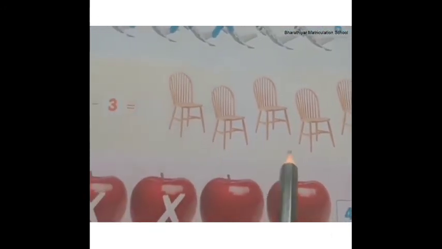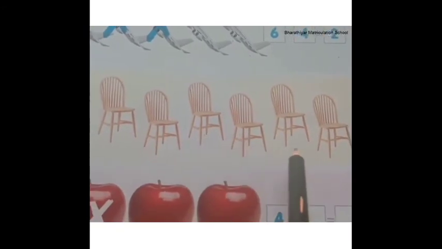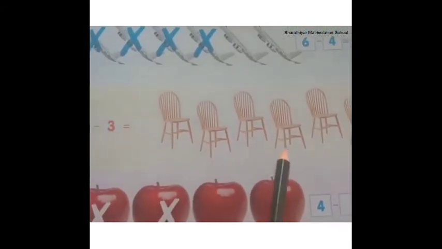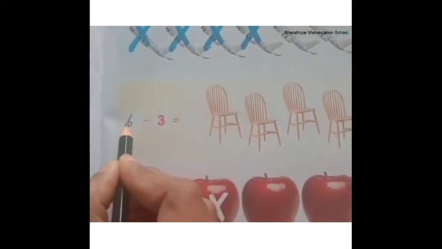Next, look at this picture. What are these? These are chairs. How many chairs are there? Let us count. 1, 2, 3, 4, 5, 6. There are 6 chairs. So write here 6.